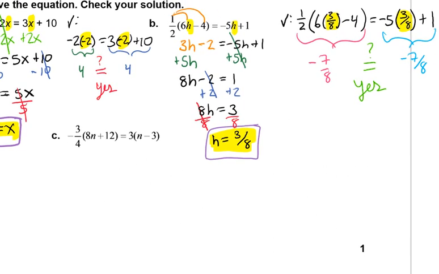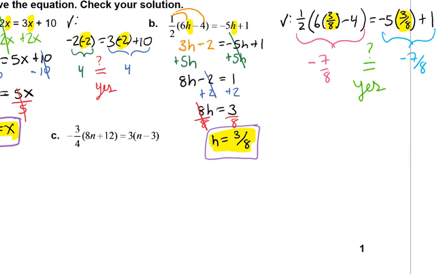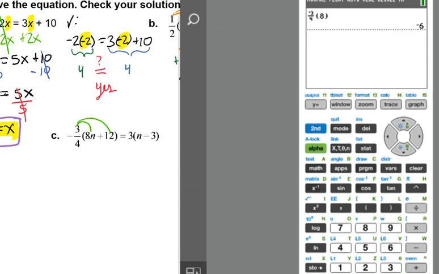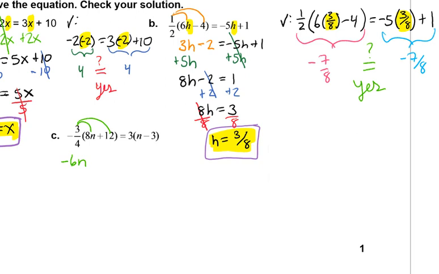Let's do one more together. So letter C, we have -3/4 times 8n plus 12 equals 3n minus 3. Again, we need to distribute first. So we're going to distribute our -3/4, and that's going to give us a -6n and a -9. So we have -6n minus 9 equals, and we distribute our 3 now, so we get 3n minus 9.